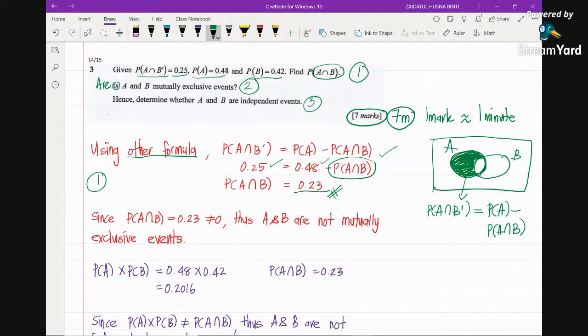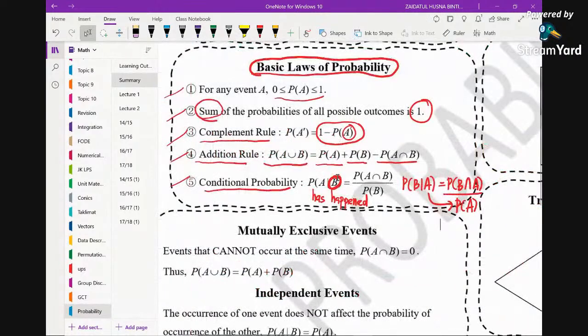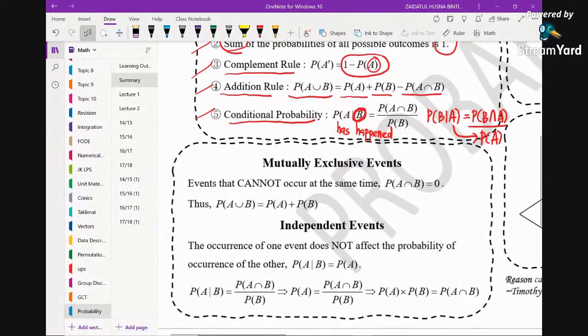Let's answer the second part of the question. The question says, are A and B mutually exclusive events? Let's recall the concept of mutually exclusive events. Two events are mutually exclusive if they cannot occur at the same time, which means the probability of the intersection will be 0. So remember the word exclusive: if the two events are exclusive, they cannot occur at the same time, whereby the intersection between the two will be 0.